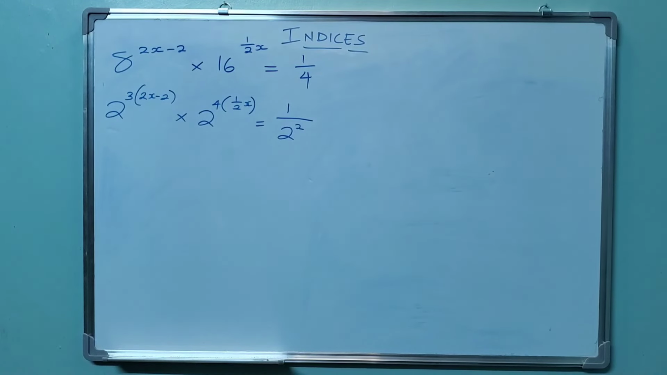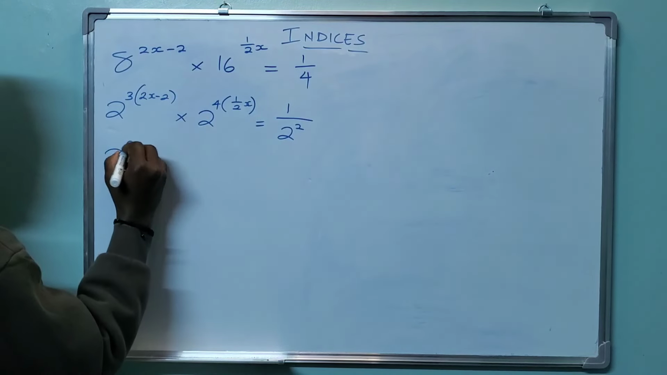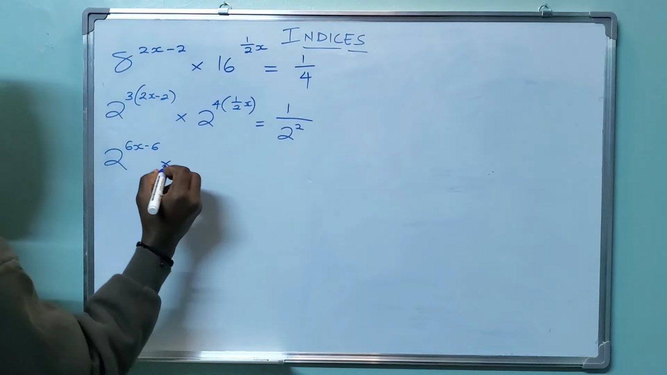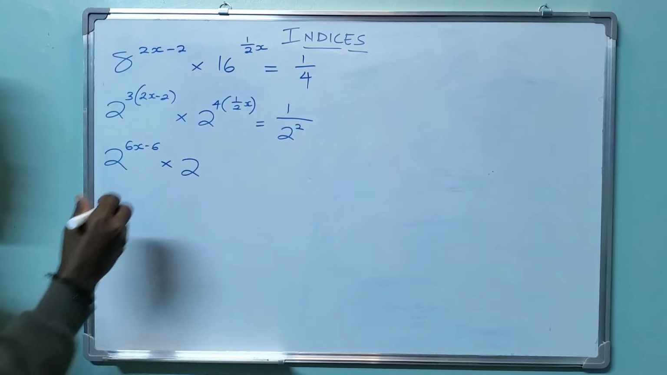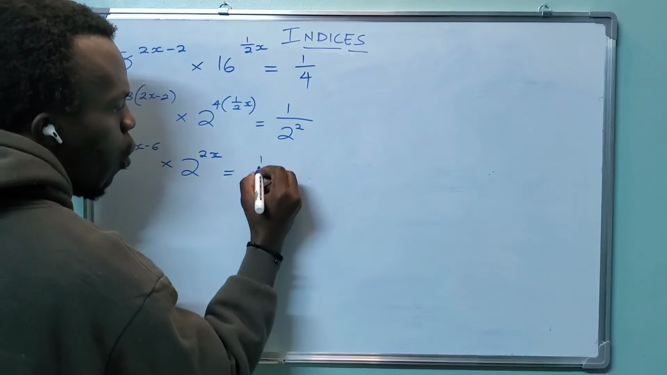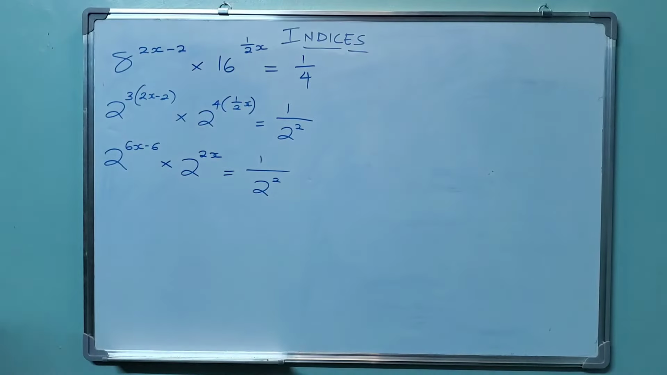Now, there was a law I did talk about, but before we talk about that law, let us first open up the bracket that contains the unknown x, which means I'm going to have here 2 raised to power 6x minus 6 multiplied by 2 raised to power, now 4 multiplied by a half, that is going to be 2x, being equals to 1 over 2 raised to power 2.